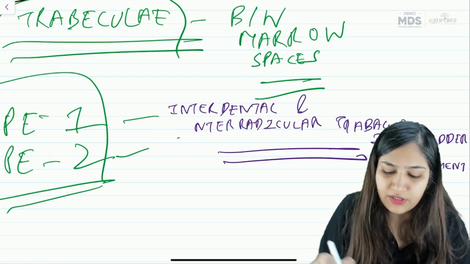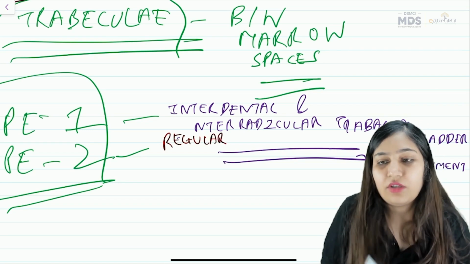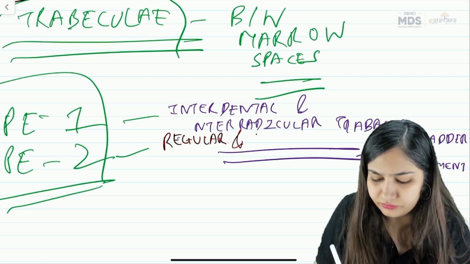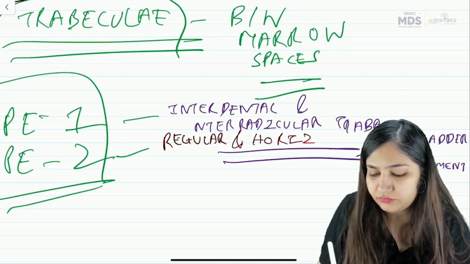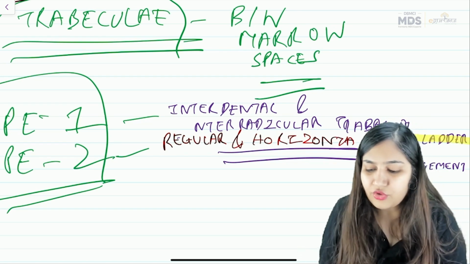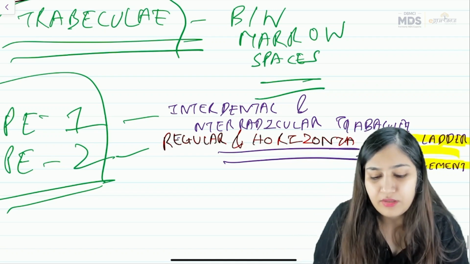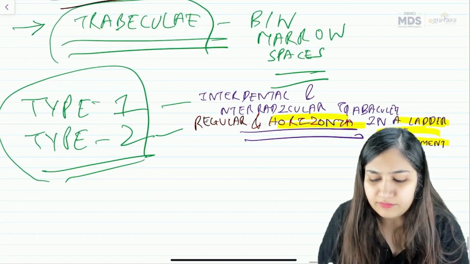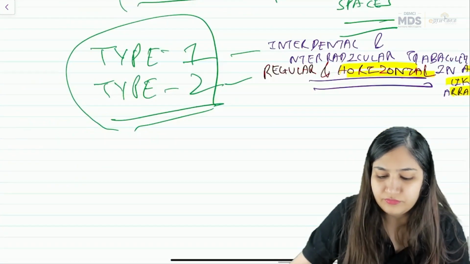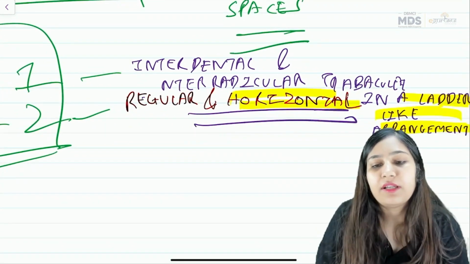So you should be thorough with this. They're regular and horizontal in a ladder-like arrangement. So type 1, how is the arrangement of trabeculae? Ladder-like and horizontal. Type 2, irregular and arranged.